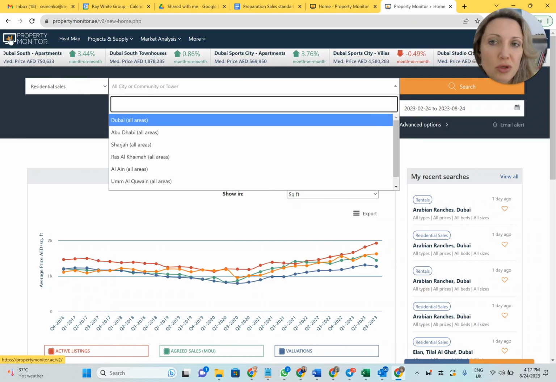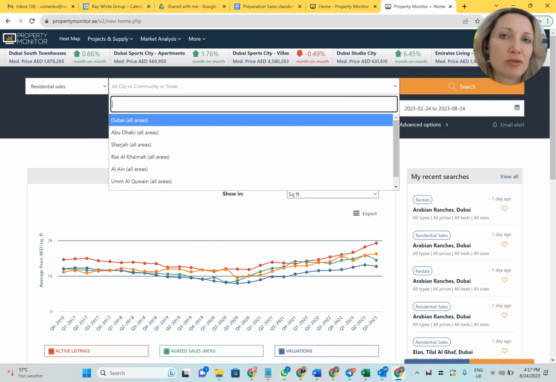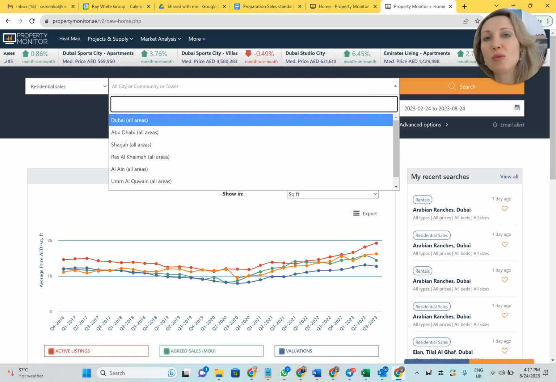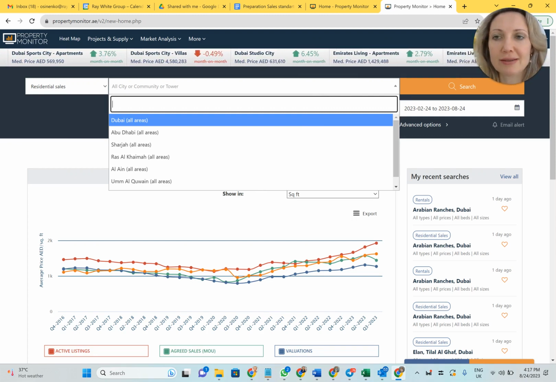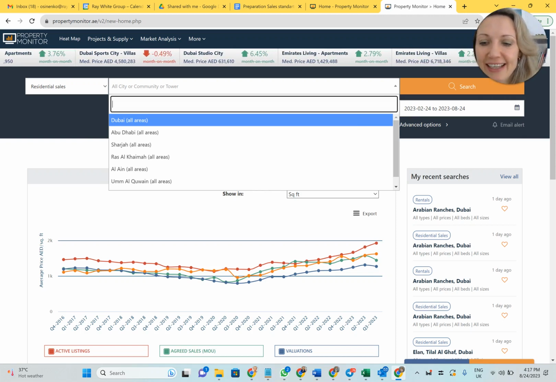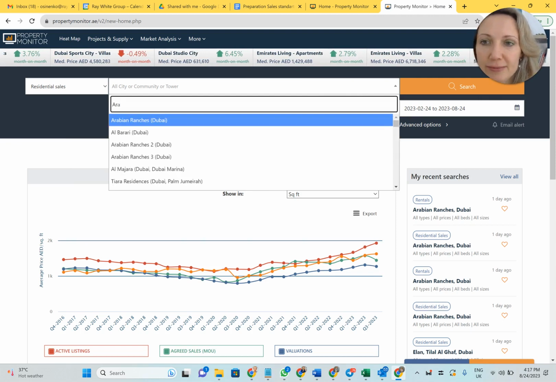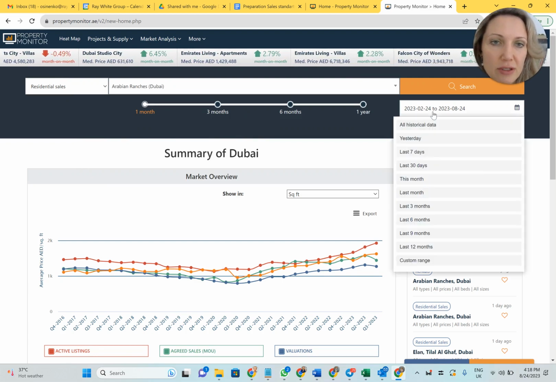Now we're going to click on Property Monitor itself, and it's going to bring us to the page where we can select different areas of Dubai. Now we are talking about Arabian Ranches because we're preparing a presentation for Reportage Village, and Arabian Ranches is something that we want to compare Reportage Village with. I know it's a bit too optimistic, but why not? So we're going to be doing Arabian Ranches. Let's just take all Arabian Ranches just for the sake of easiness of it.